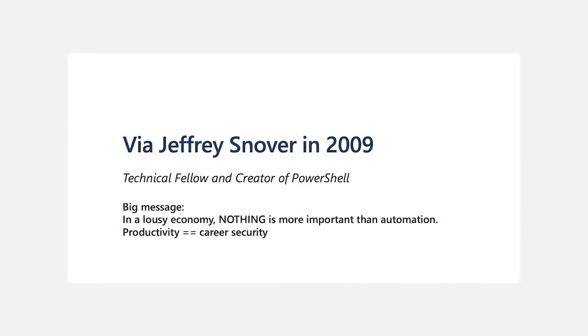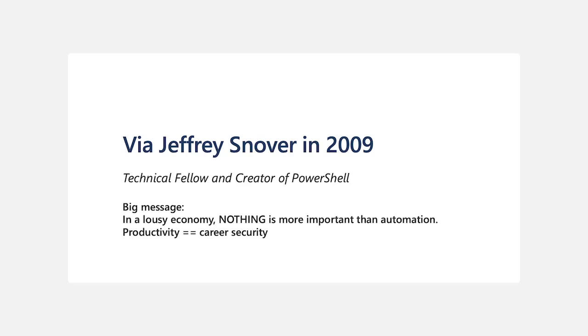Now, even Jeffrey Snover, who's actually a technical fellow at Microsoft, and he's the creator of PowerShell, he has said a big message. He has said, in a lousy economy, nothing, and absolutely nothing is more important than automation. Productivity equals career security.